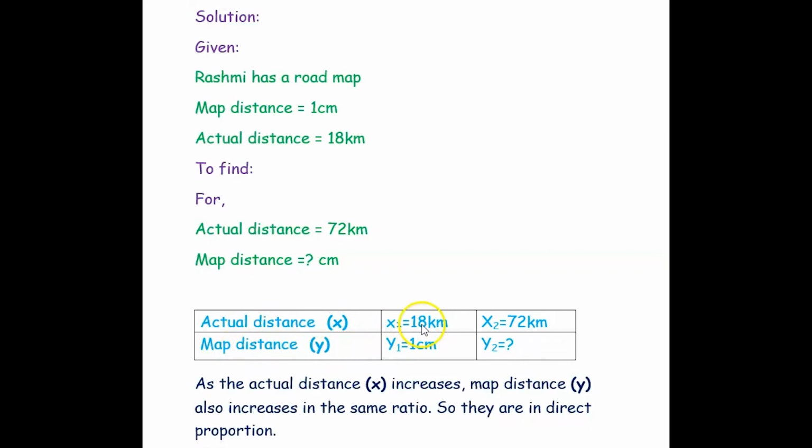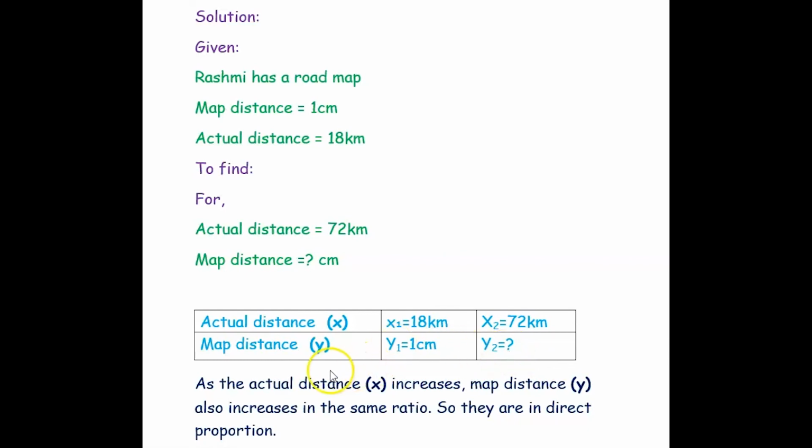The given actual distance x1 is 18 kilometers, and the corresponding map distance y1 is 1 centimeter. Now we want to find, for the actual distance of 72 kilometers, the corresponding map distance y2. If the actual distance increases, the distance in the map will also increase. So they are in direct proportion.